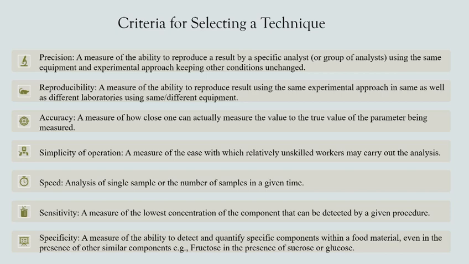Next, sensitivity, a measure of the lowest concentration of the component that can be detected in a given procedure. Next, it should have specificity, a measure of the ability to detect or quantify specific compounds within a food material even in the presence of similar compounds. For example, it should detect fructose in the presence of other sugars like sucrose or glucose.